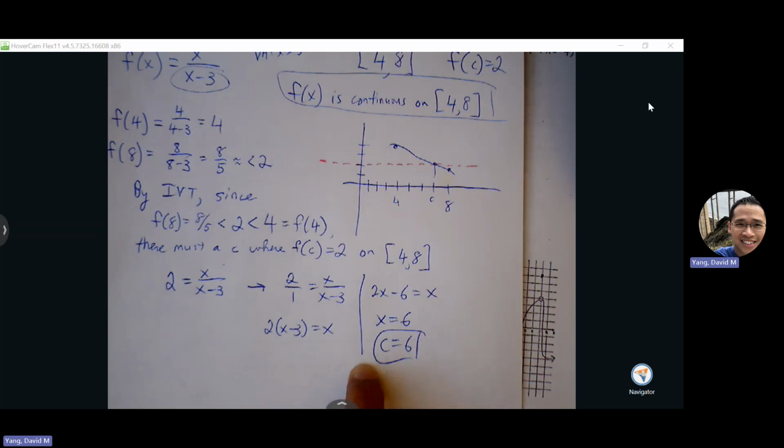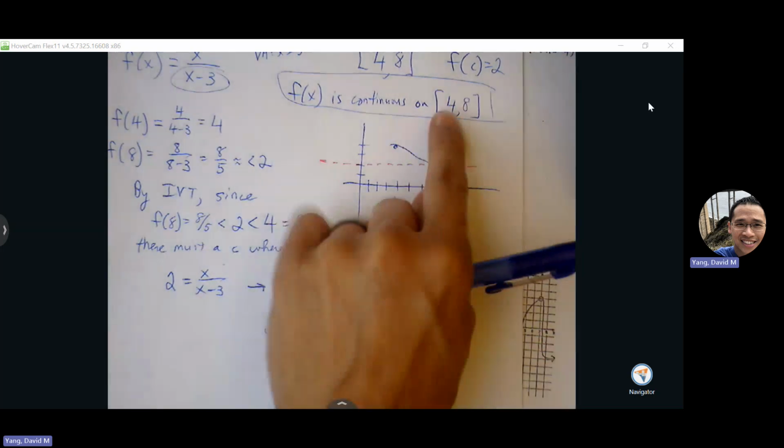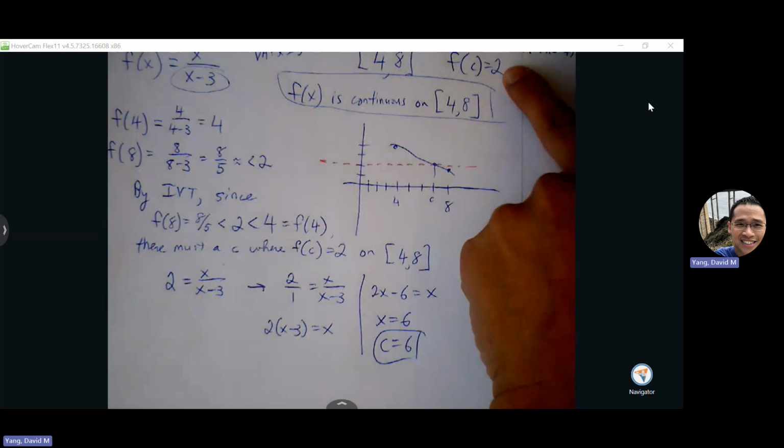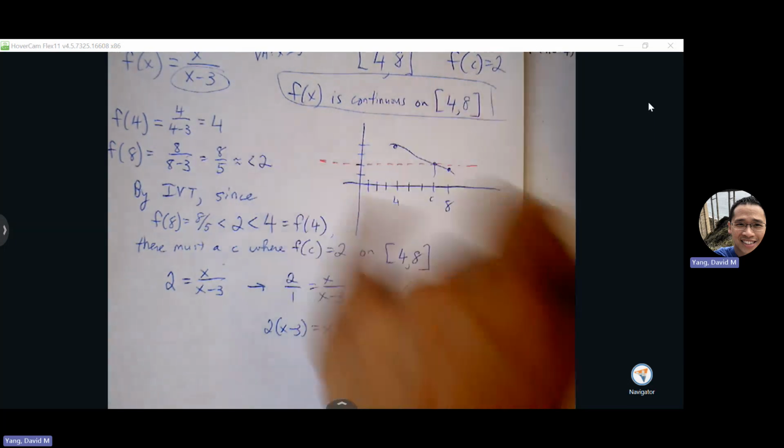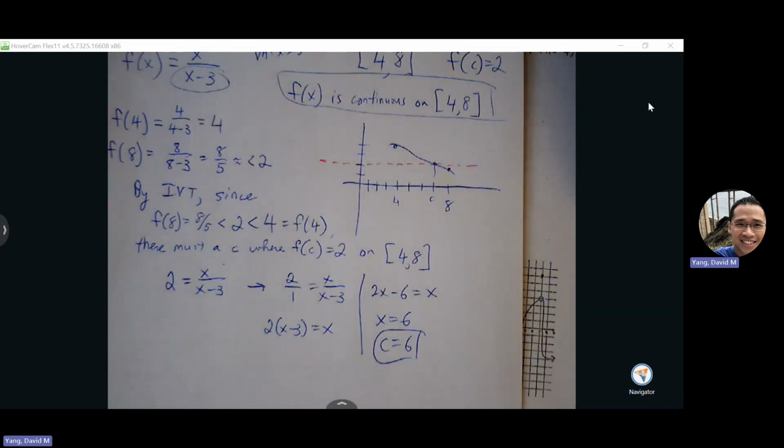Our x value needs to be between our interval, and then our y value guarantee has to be between the y values of the endpoints, right? So we're comparing x with x and y with y.